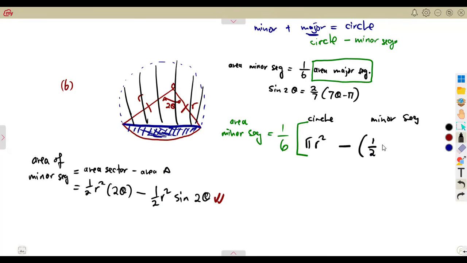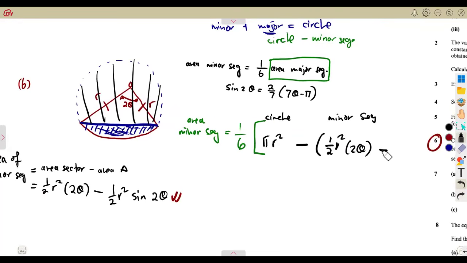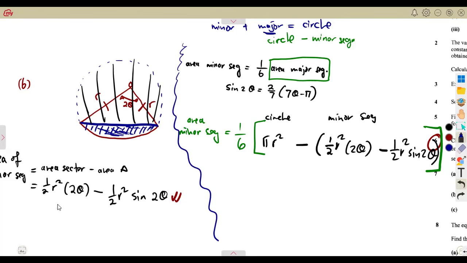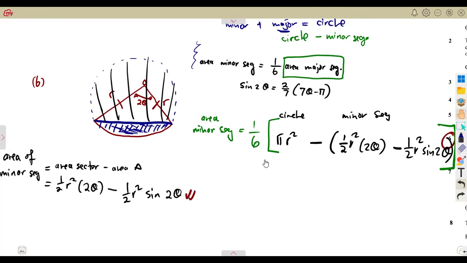So it was going to be half r squared times 2 theta minus, remember, our minor segment that we calculated, half r squared sine 2 theta, like this. So these are two things to be considered. So let's simplify this area of the minor segment that we have on this side. It's up to you. Or since these two are just equal, just solve them directly. It's up to you again.